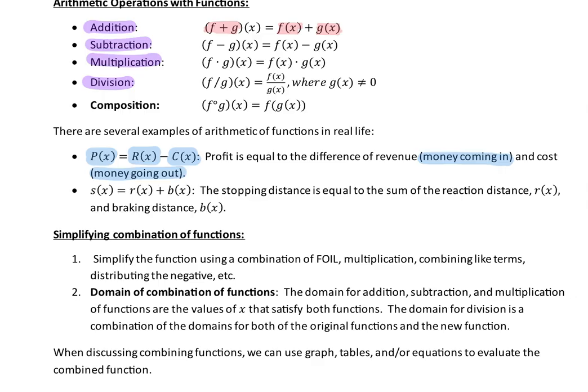The second example has to do with stopping distance. Stopping distance is equal to the sum of the reaction distance, which is our r of x, and our braking distance, which is our b of x. And so these are two examples of functions that you will see in real-life applications.